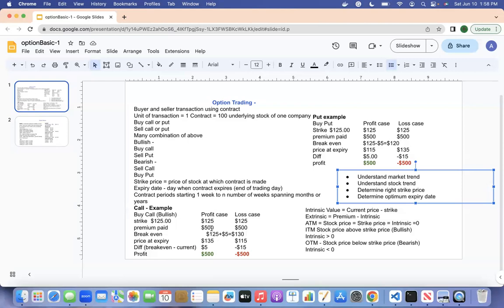A couple of other things I want to go over is the intrinsic value of the option trade. If you choose a strike price, your intrinsic value is current price minus strike price. In case of buying a call, intrinsic value is good, because the more your strike price is below the current price, the more potential you have to make profit. But as I said, the more intrinsic value you have, the less extrinsic value you'll have, and the premium will be higher.